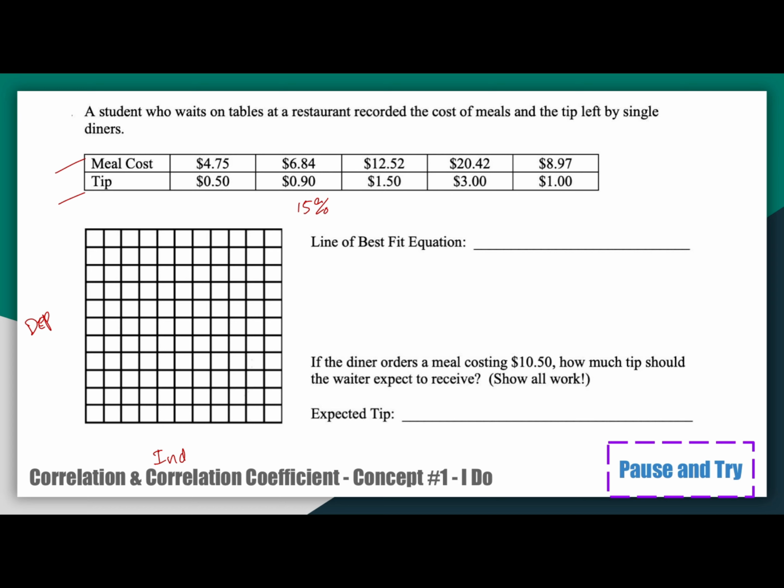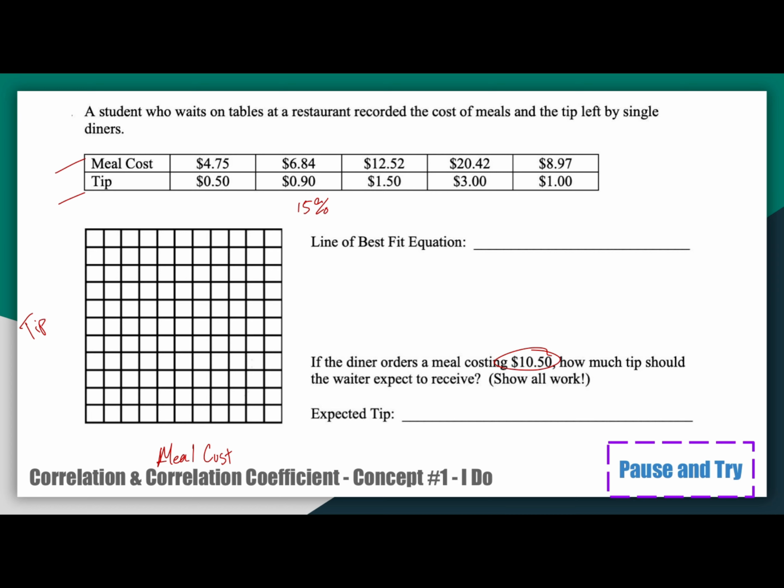So let's put meal cost at the bottom as our independent, so meal cost and tip. Now you may be thinking, well, this question: if the diner orders a meal costing $10.50, how much tip should the waiter expect to receive? I know I just said that generally 15% is ideal, but that's not what everyone tips, right? So this is going to help us figure out what the meal cost was and what people tipped.